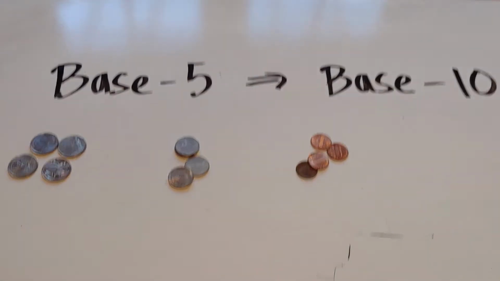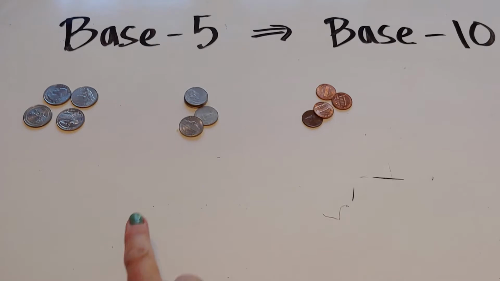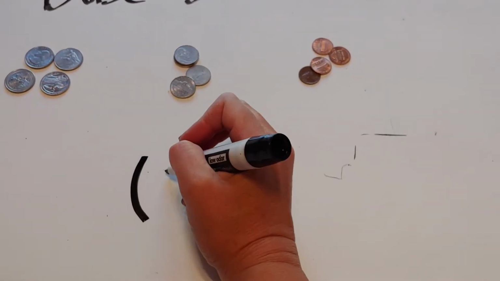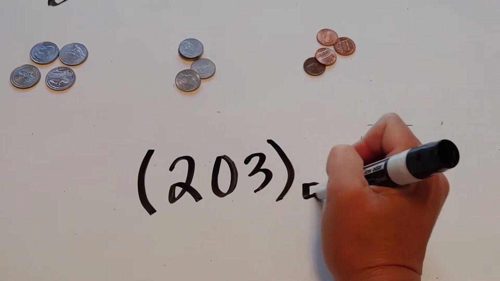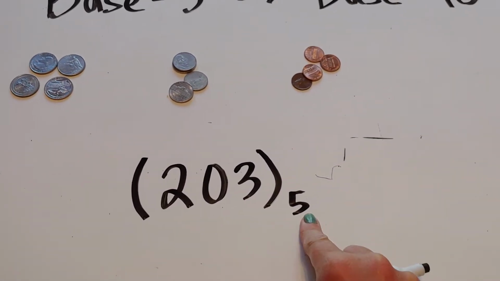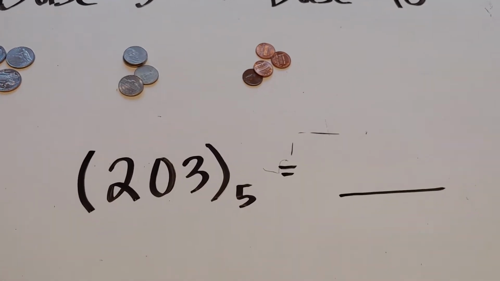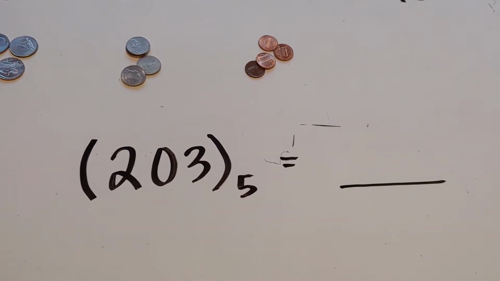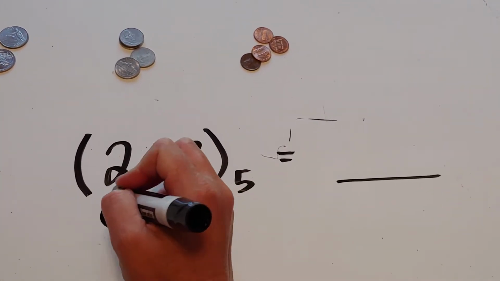In this video, we're going to go from base 5 to base 10. So we're saying that we're going to be given something in base 5. It may be something that looks like 2, 0, 3. If I'm given this in base 5, what I want to know is what normal number in base 10 is this?